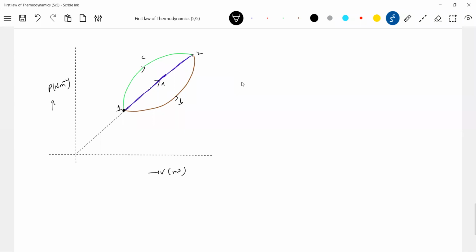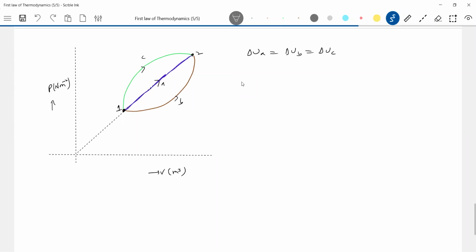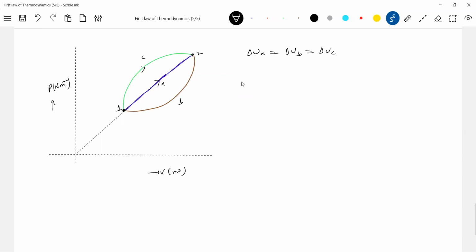Can you say something about the internal energy? Change in energy, delta U_A equals delta U_B equals delta U. Will you agree? Change in energy is path independent. What about the work done? Anybody want to comment on work done? It is different, sir.